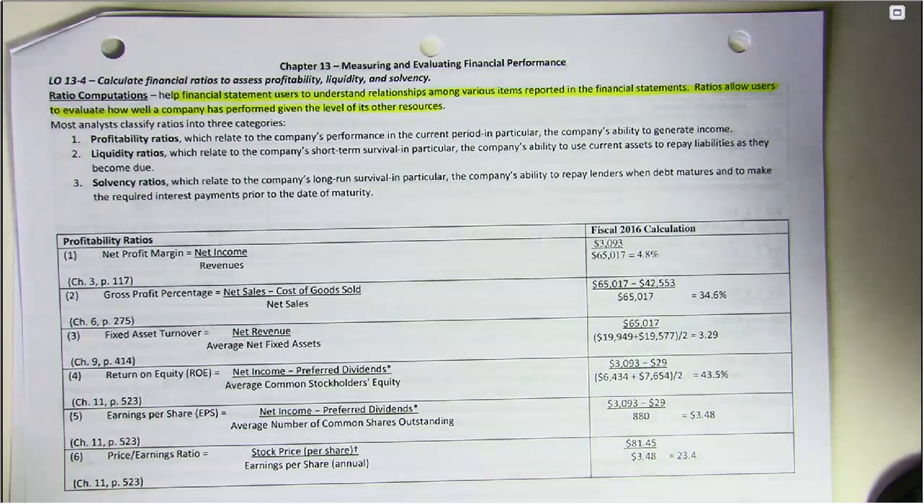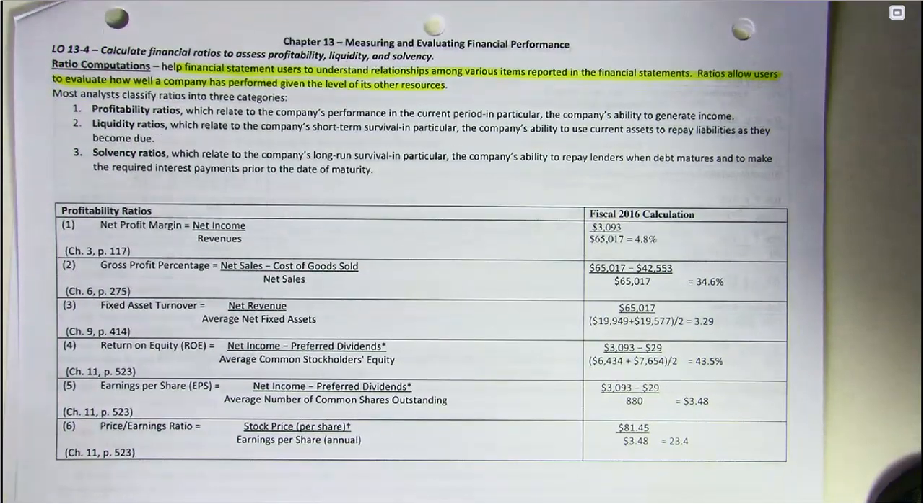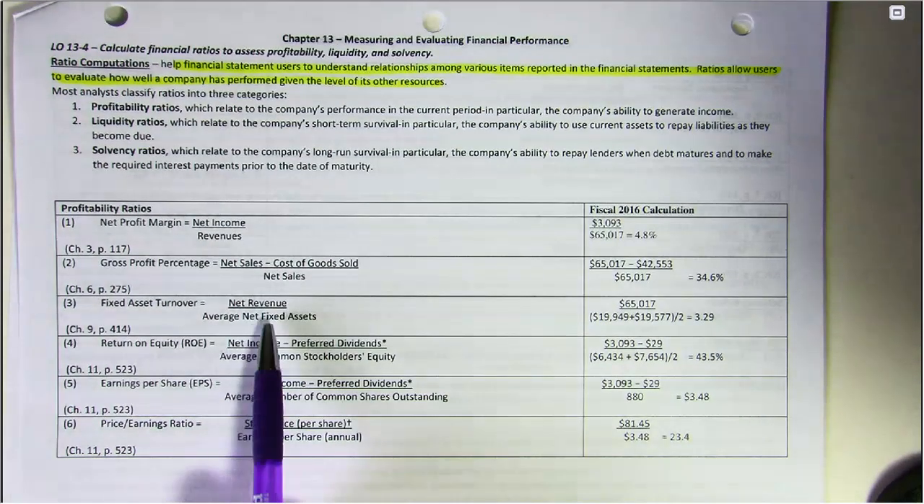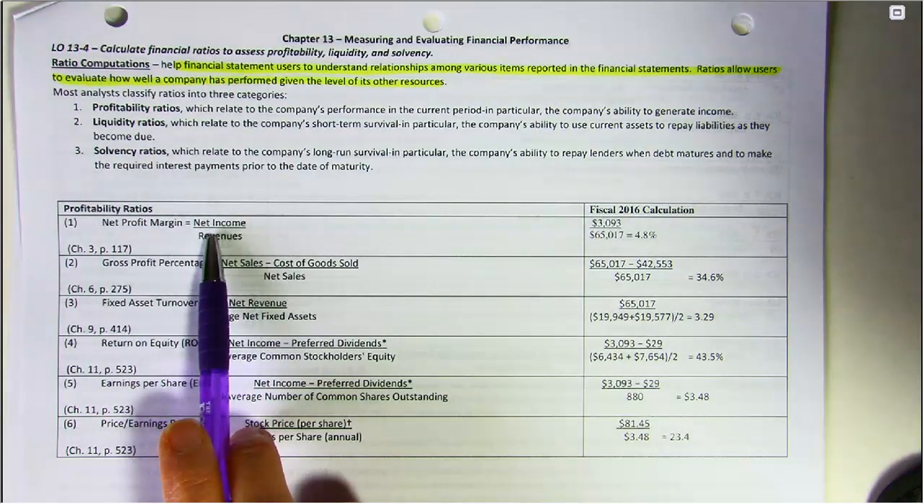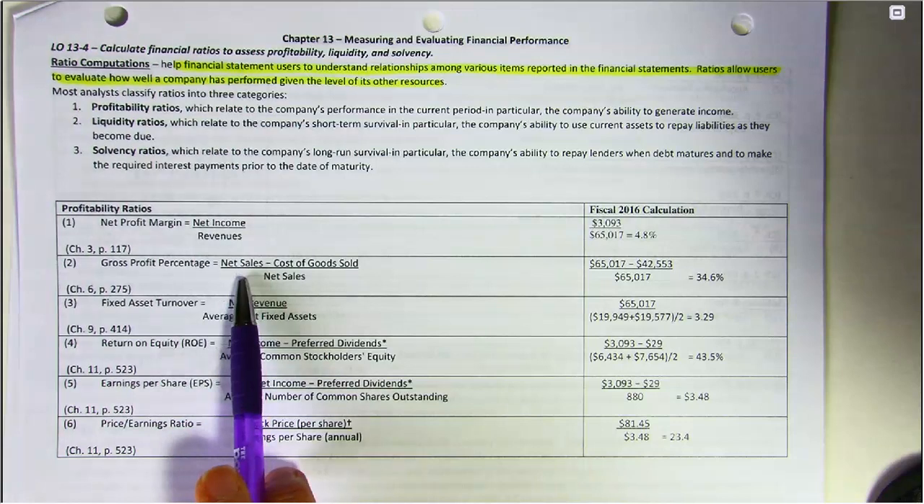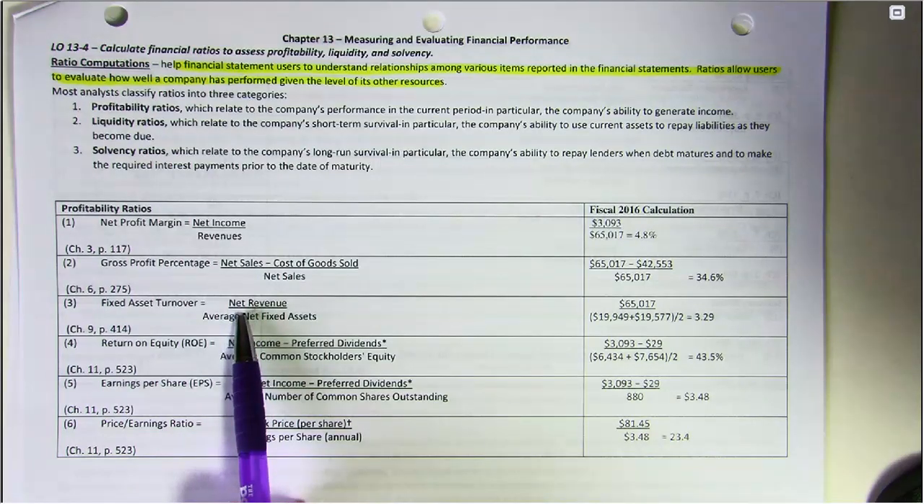Our fixed asset turnover we learned about in Chapter 9. And there we take our net revenue, and remember the word net means something has been subtracted. If it's net income, we subtract expenses from revenue. If it's net sales, we've subtracted sales returns and allowances and sales discounts. In net revenue, there's something that's been subtracted. If it was a company that sells products, again, it would be sales returns and allowances and sales discounts.